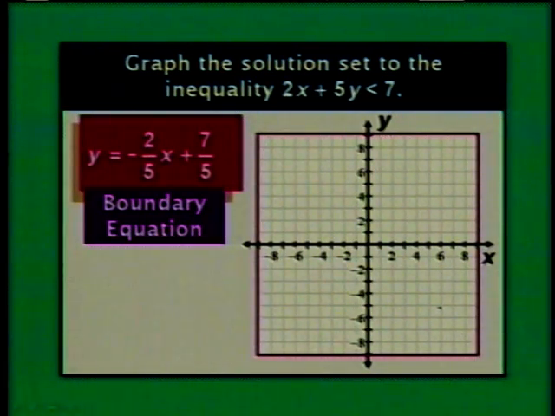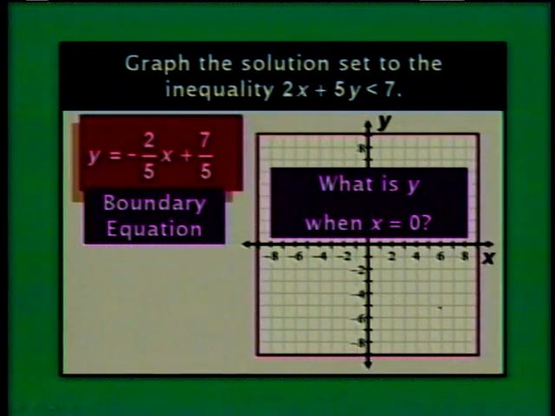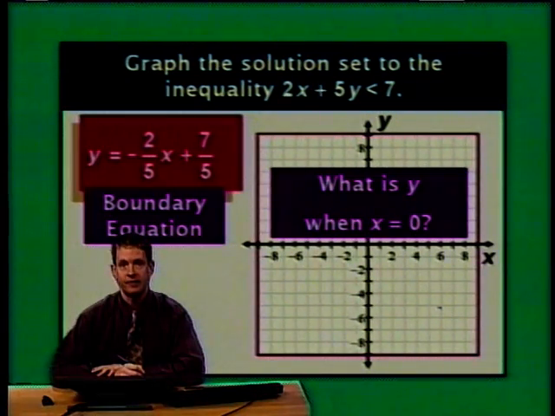So the first thing I need to do is find a point on the line. Now, I could use the vertical intercept. That is the point that I get when x is 0. But when I replace x with 0, y comes out to be negative 2/5 times 0, which is 0, plus 7/5. So the vertical intercept is the point (0, 7/5). I don't think I'm going to use that as my anchoring point because I cannot plot the point (0, 7/5) exactly. The scale on both my axes are integer scales. So I think a better anchor point for my line would be a point where both coordinates are integers.